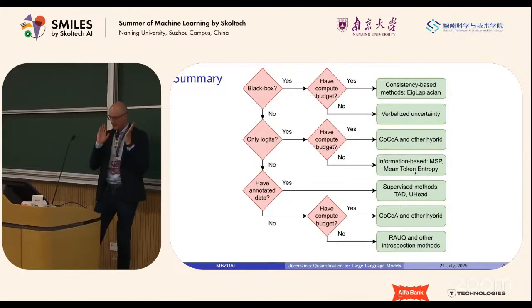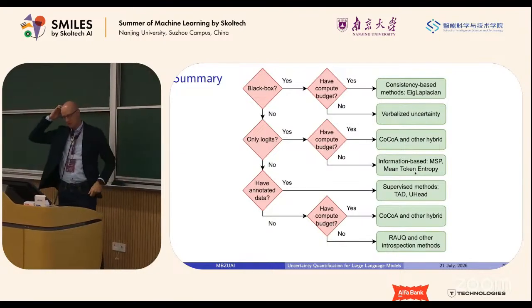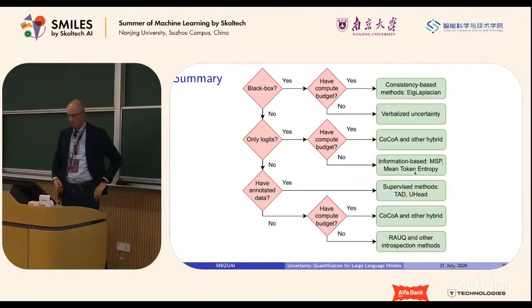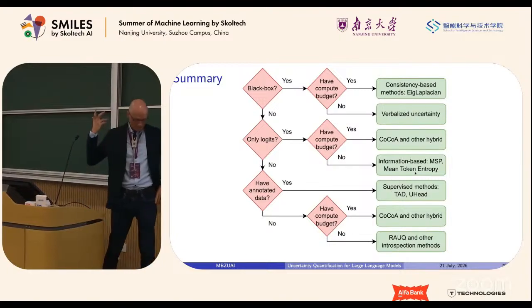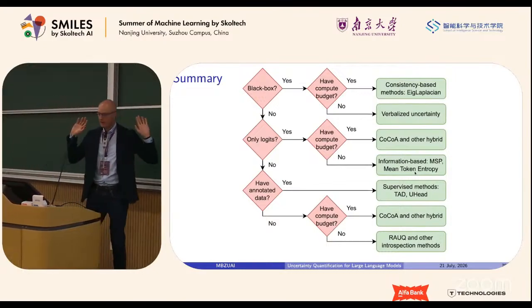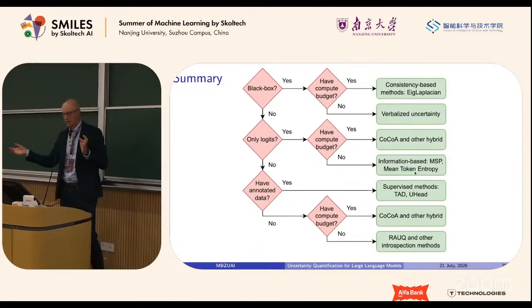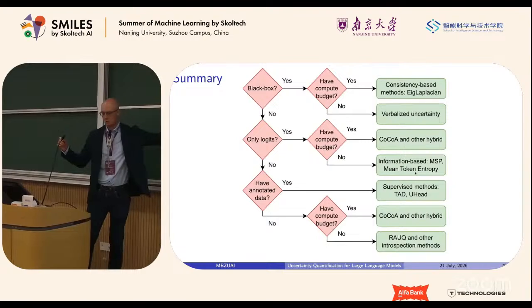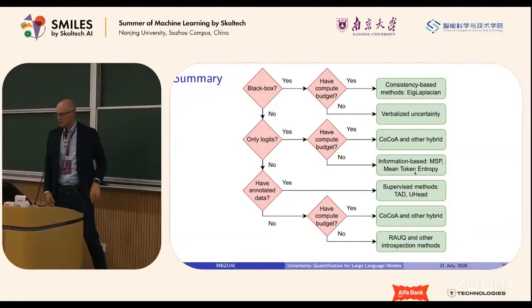Just a few words, a final summary for uncertainty quantification. So that's a universal recipe for how to deal with uncertainty in LLMs. If you have, let's say, ChatGPT, a black box LLM, and you don't have compute budget, let's say you have budget for only one generation from the LLM, then there is no other way than to ask the language model directly. It's verbalized uncertainty scores. But these are not very good. Usually they're terrible.